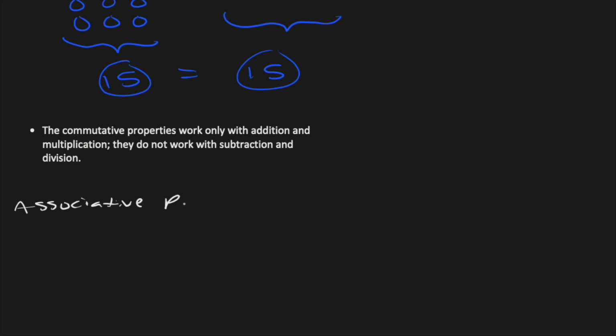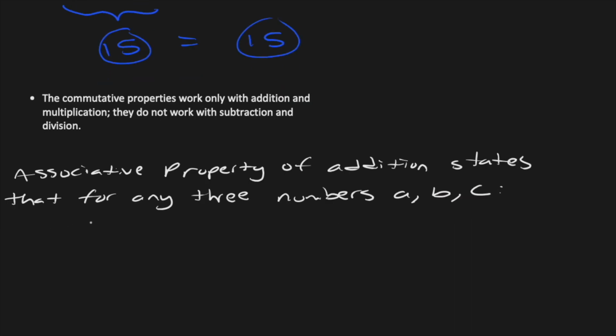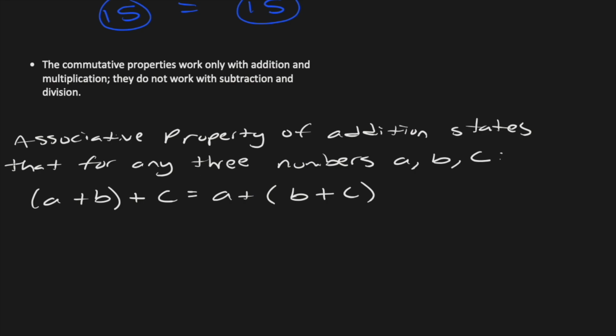The associative property of addition states, so here's the law, that for any 3 numbers, whether it's number A, B, or C, here it is: A plus B plus C is the same thing as A plus B plus C, with the grouping shifted. So here's the law.